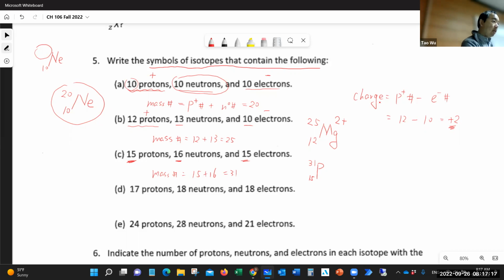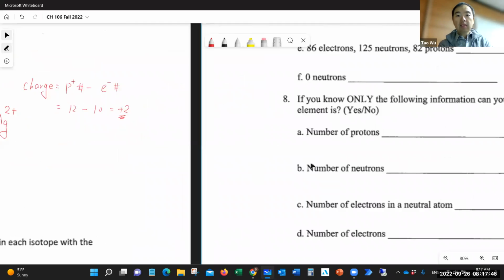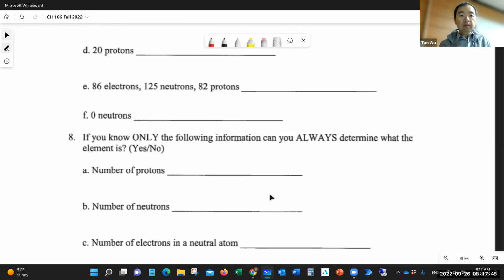If we call this neon-20, you need to write down the mass number, neon-20. And this one is phosphorus-31. All right, so this is a review of the atom structure. We reviewed those atom structures again. Then let's look at the next review.